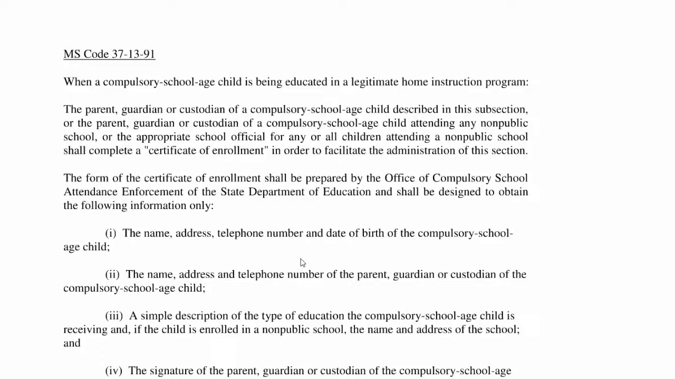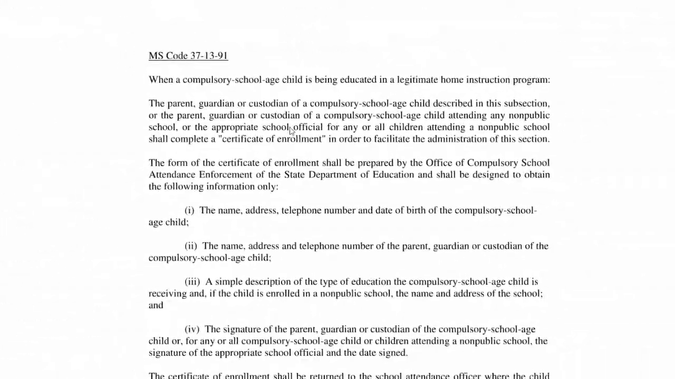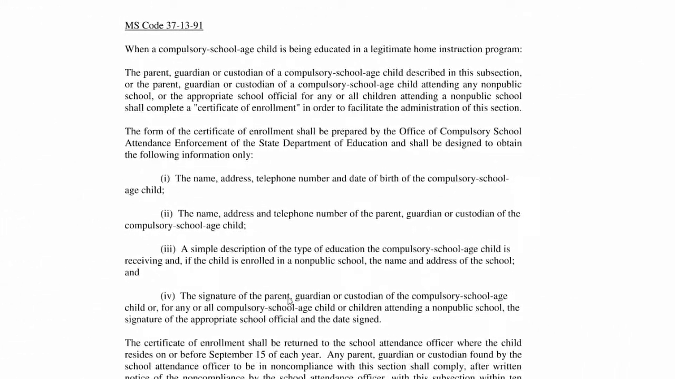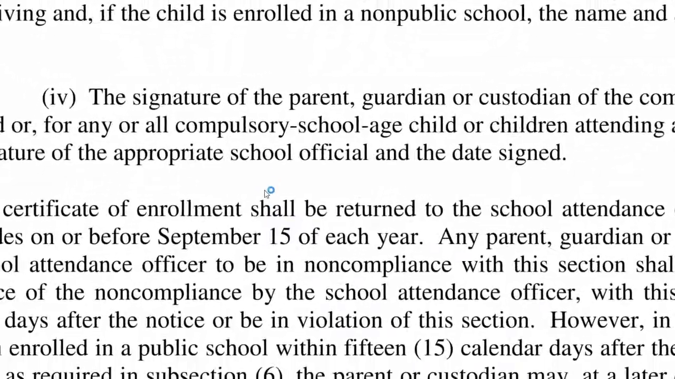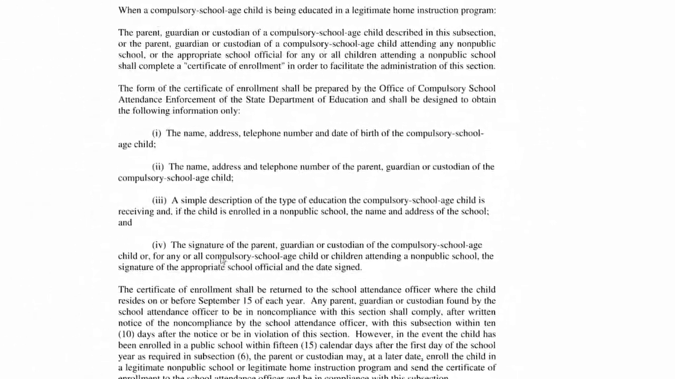If a compulsory school-age child is being educated in a legitimate home instruction program, the parent or guardian or custodian decides that they want to homeschool their child at home or somewhere outside the public school. They have to complete what is called a certificate of enrollment. And they have to keep that on file. They have to do it every September 15th. And that's it. And it says, well, what is this certificate of enrollment?